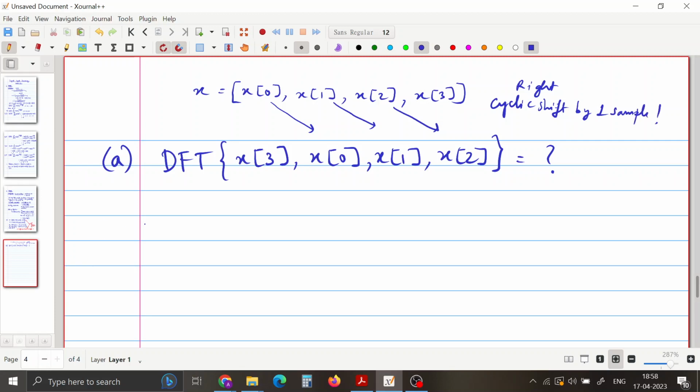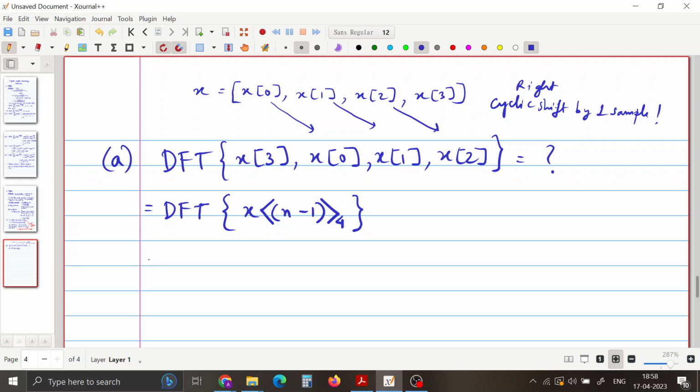So you can write this as the DFT of the original sequence shifted, with mod 4, mod cap N, because cap N is 4 here, for the periodicity constraint. And now what is the DFT of this? This is the shifting in time domain, so it leads to exponential multiplication in the frequency domain.